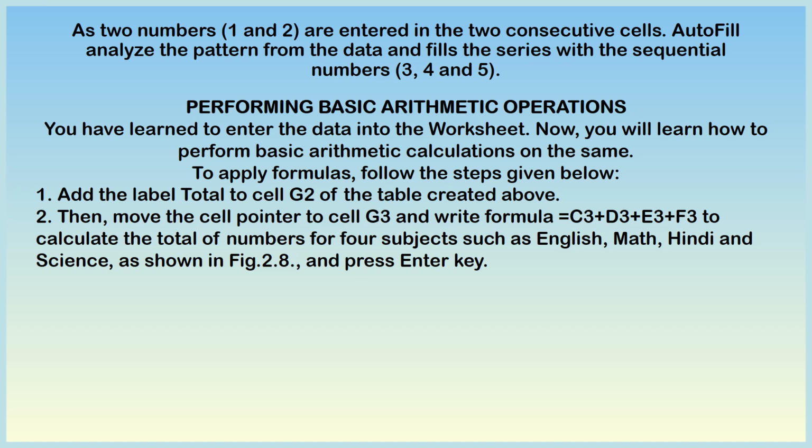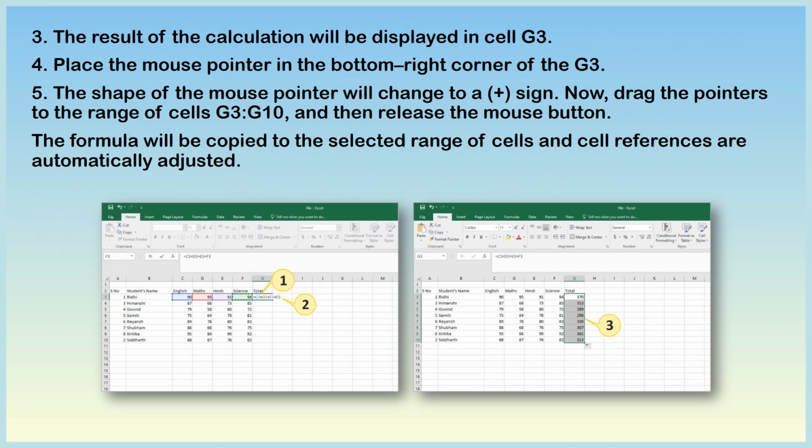2. Then, move the cell pointer to cell G3 and write the formula =C3+D3+E3+F3 to calculate the total of numbers for 4 subjects such as English, Math, Hindi and Science, as shown in Fig. 2.8, and press the Enter key. 3. The result of the calculation will be displayed in cell G3.